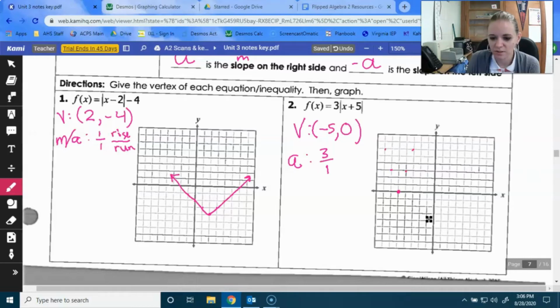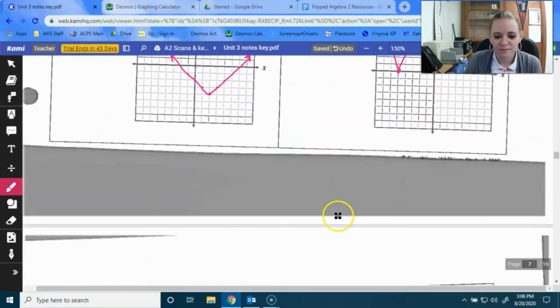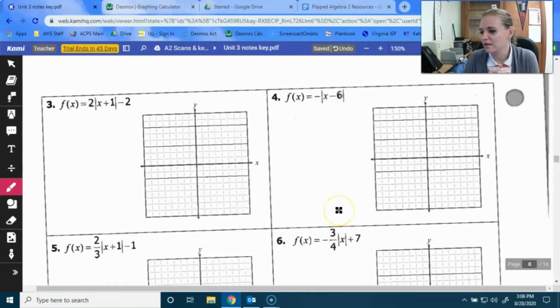Up to the left, up to the right. Or, I said that backwards. Right and left. And, it's hard to draw straight lines with this thing. Anyway, there you go. And boom, just like that. You're graphing absolute value without any graphing calculator. Cool, huh? Pretty cool.